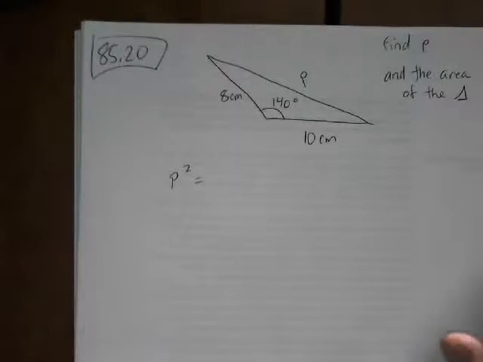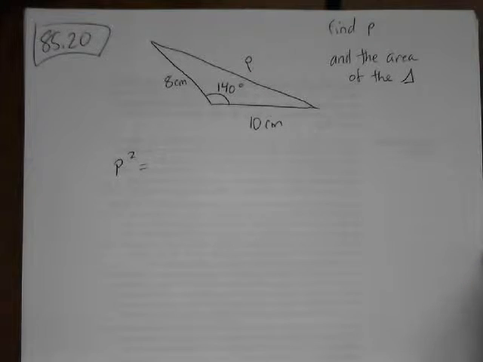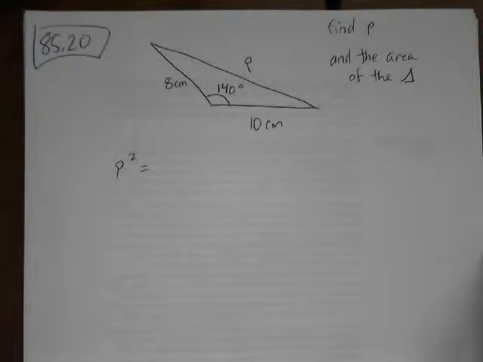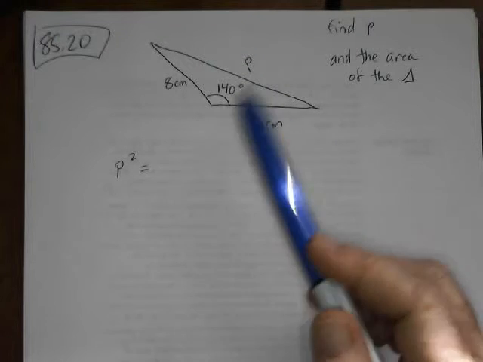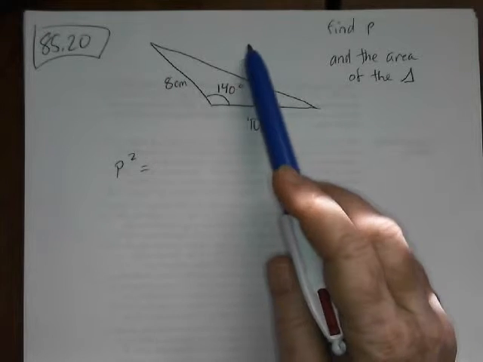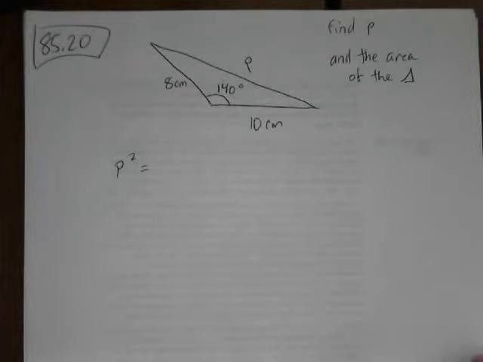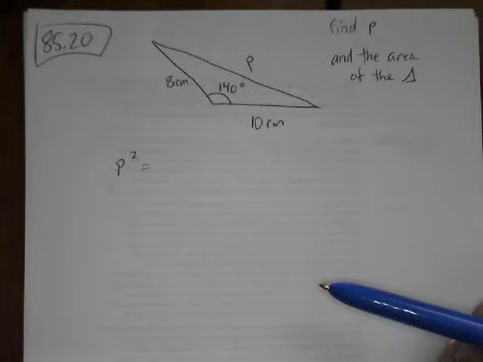Lesson 85, number 20. So here's a triangle. It wants us to find P and the area of the triangle. So to find P, I was thinking I would use the law of sines or cosines. I look, I don't see any pairs. I've got a side-angle-side situation here, so I think I need to use the law of cosines.